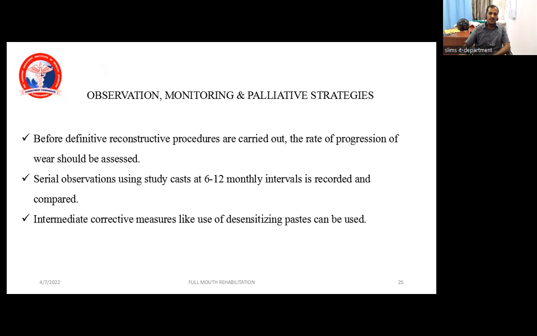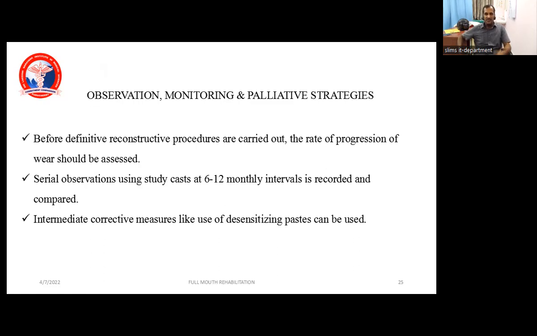More commonly, the clinical picture is that bruxism or associated occlusal wear is commonly seen with patients with skeletal deep bite. Okay. And before going for any reconstructive procedures, you should see how severe the occlusal wear is and how severe the deep bite is.